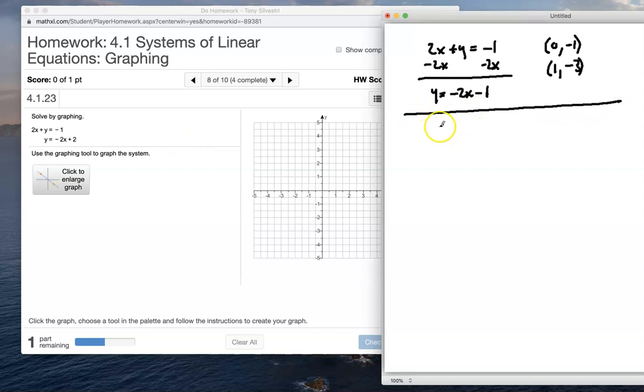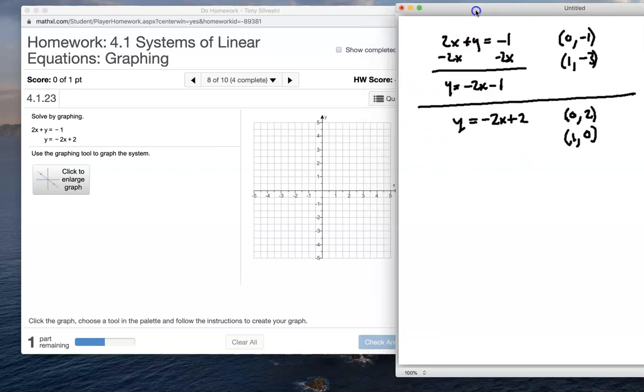Now the bottom guy is already a nice y equals equation. And I like that better, actually. When you have a y equals equation, it seems like the points come out a lot better. If x is 0, I plug in 0, what do you think y is going to be? Yep, it's 2, you're right. And if I say x is 1, I plug in 1, negative 2 times 1 is negative 2 plus 2 is 0. Okay, let's graph those two things.